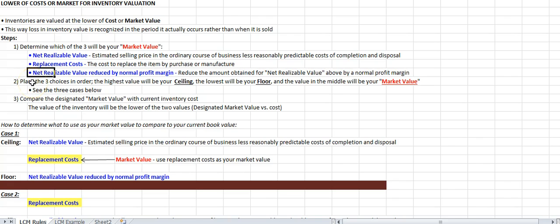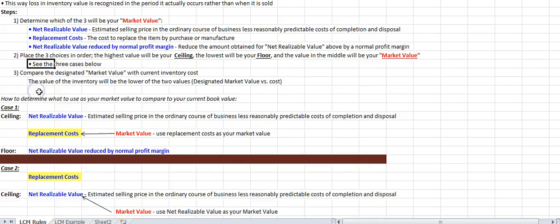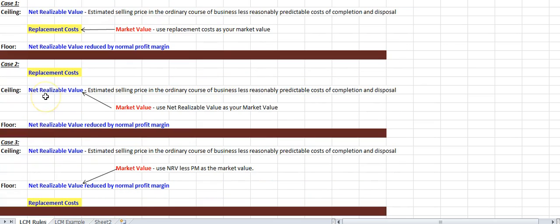Okay, so one way to do this is you simply place the three choices in order. The highest value will now become your ceiling. The lowest value will be your floor, and the value in the middle will be your market value. So let's take a look at the three cases below as it shows here. So here we have three cases, right?